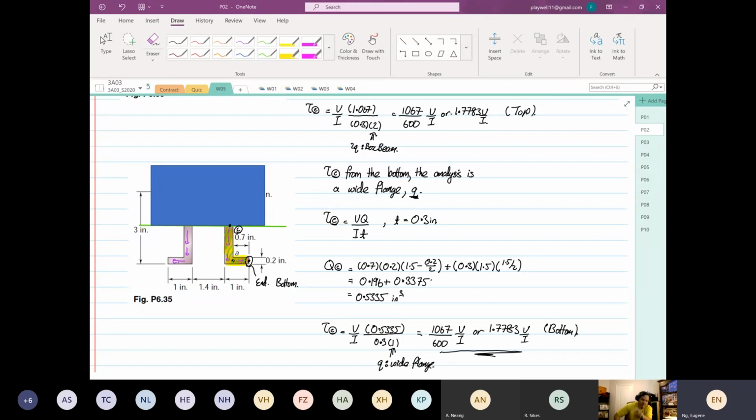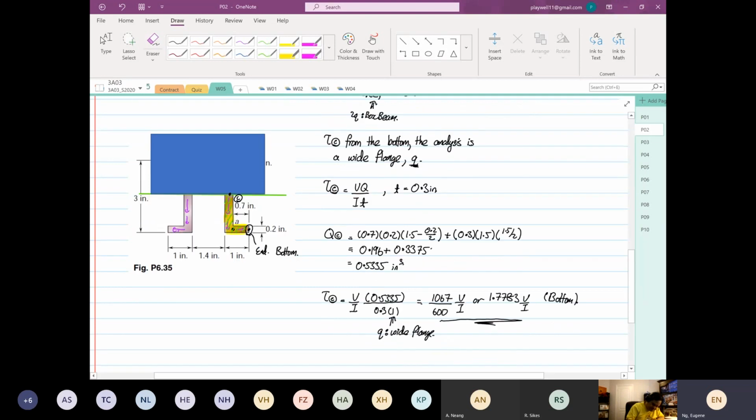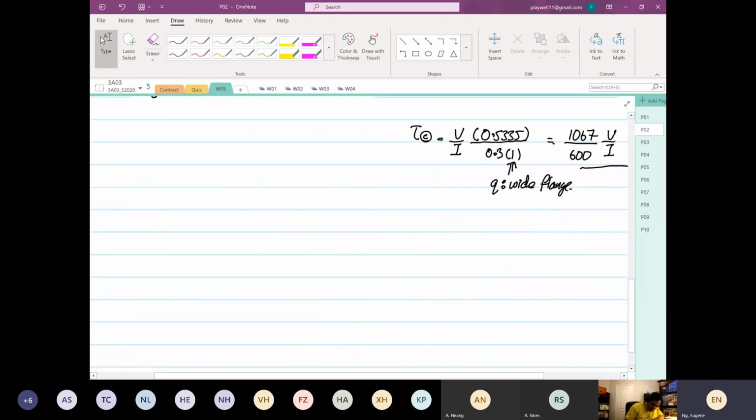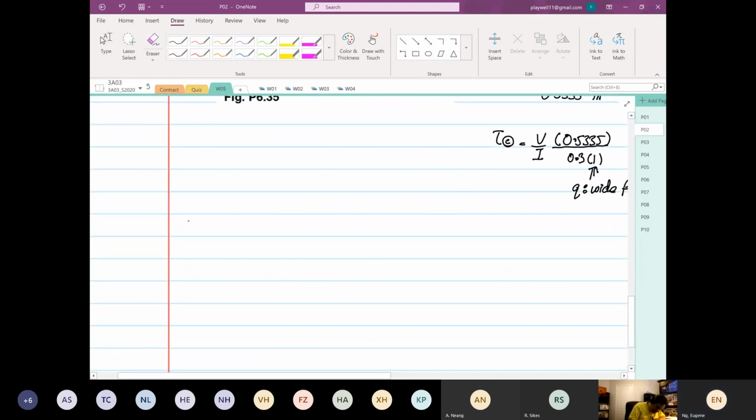And the critical part is again the first moment of area. Okay, again the most critical part is our first moment of area. So from here, we realize that the shear stress at point C is greater than the shear stress at point A and the shear stress at point B. So therefore, the shear stress at point C is equal to our tau max.